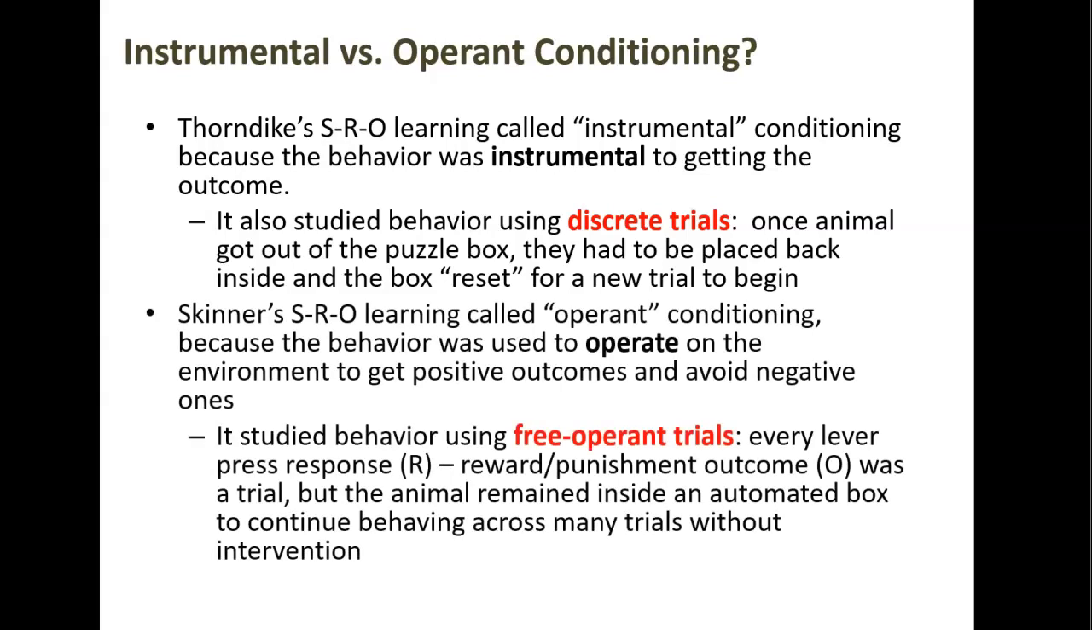Skinner built upon Thorndike, and I'll mention Skinner was about 30 years after Thorndike, but he used these principles of instrumental conditioning and this idea of the law of effect, that rewarding outcomes led to increases in behavior, frustrated outcomes lead to decreases in behavior, and just extended that. But here he called his brand of rewarded and punished learning operant conditioning, because he believed that the behavior was used to operate on the environment. And then he also devised a way, because he was very mechanically inclined, to use what he called, instead of those discrete trials, free operant trials.